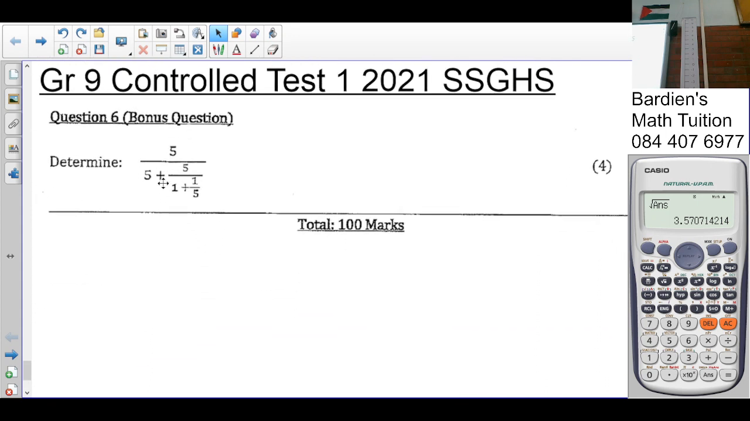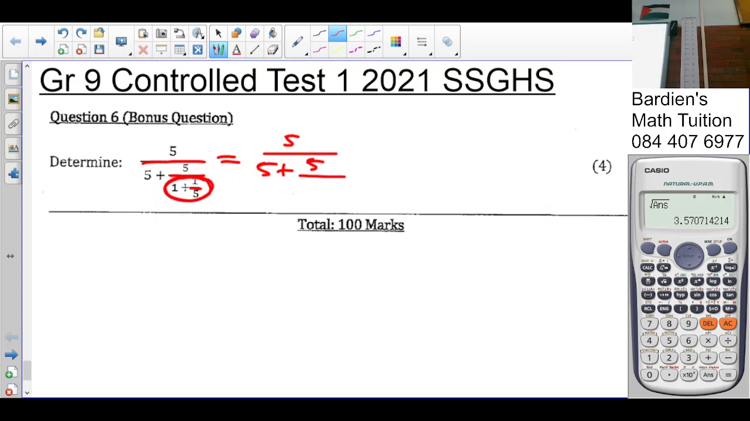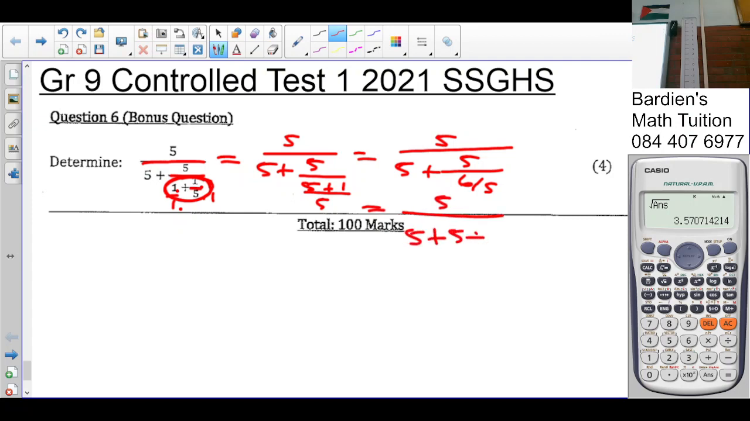Here we go, coming back to my question now. So people, this line here means what? To divide. So I'm going to go here to that part. So it's 5 over 5 plus 5 over. What's your LCM here? 5. So that's over 1, no? That must be multiplied by 5. So in other words, we've got 5 over 5 plus 5 divided by 6 over 5.